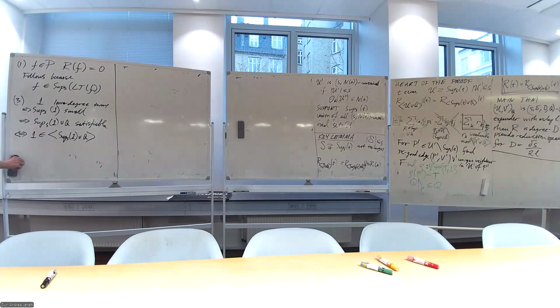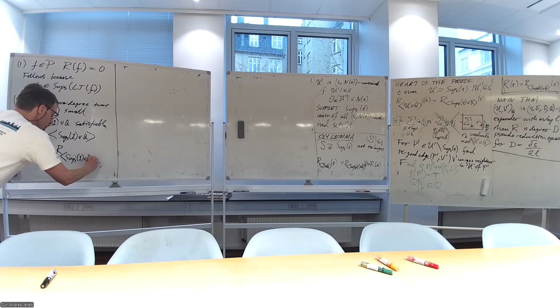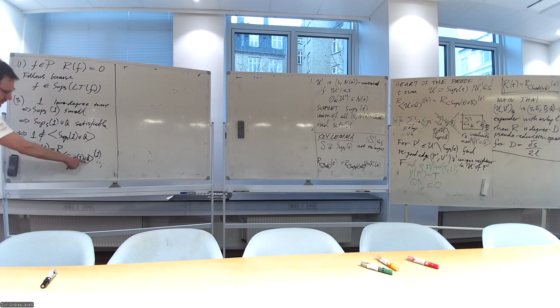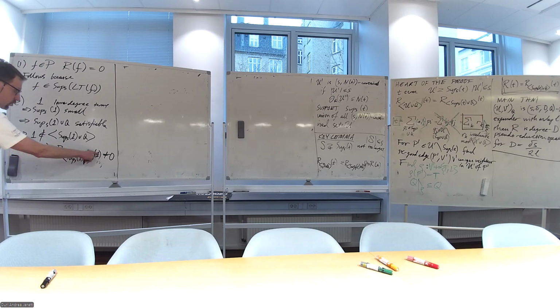This is the equivalence. But now, if 1 is not in this ideal, then what I can say is that R of 1 is by definition the honest reduction modulo the support of 1 union Q of 1. I'm not exactly sure what this is, but I know definitely that it's not 0, because the only way it could be 0 is that 1 would be living inside this ideal, which it can't do because this is an ideal generated by a satisfiable bunch of polynomials.